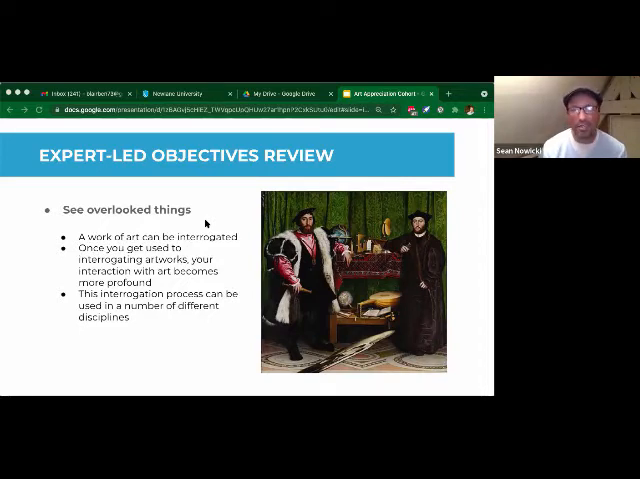My favorite painting to illustrate this point is this painting by Hans Holbein, called The Ambassadors. And I need to move you guys because you're right in front of it. I'll put you over here.